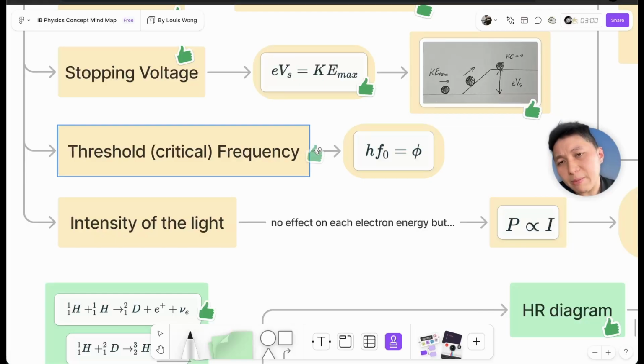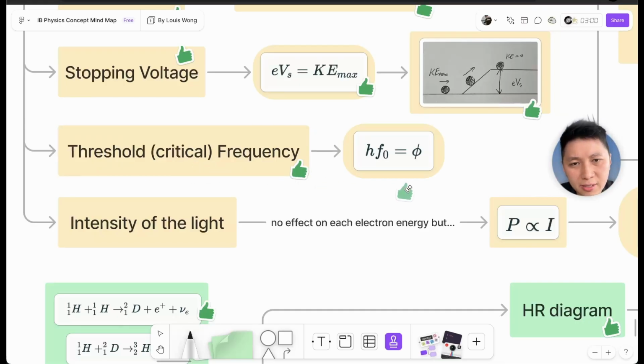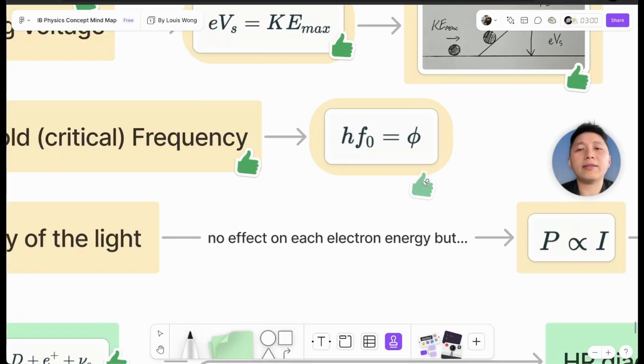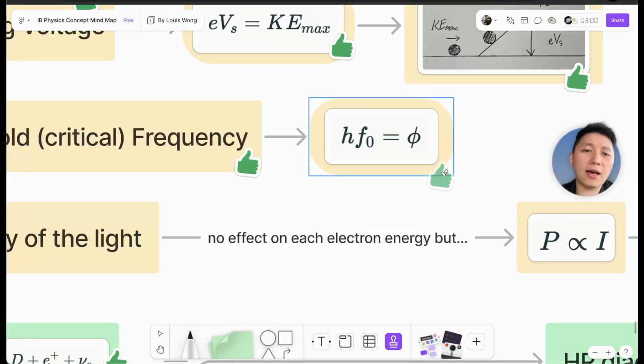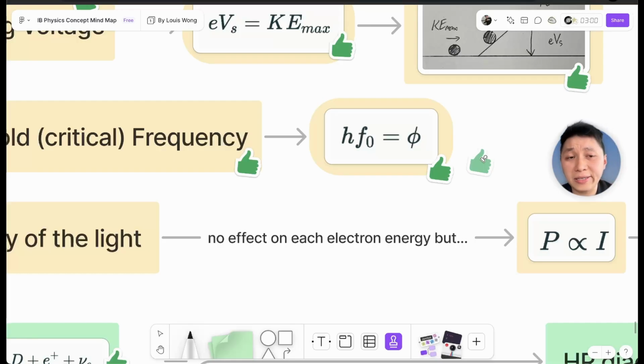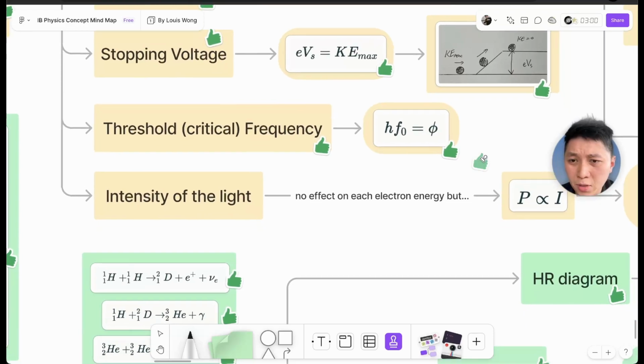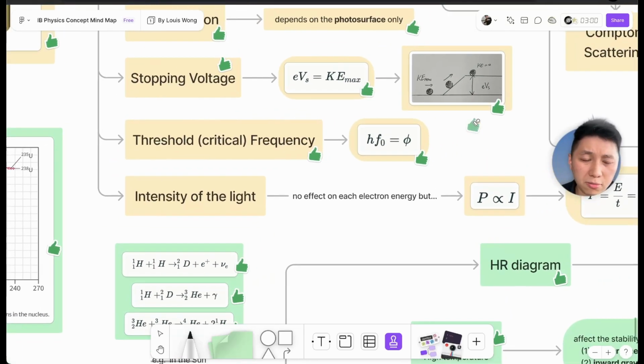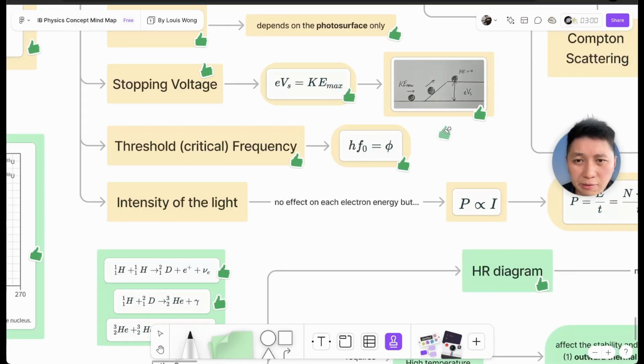Now we talk about the minimum frequency. We also have names called threshold frequency or critical frequency. Again, different textbooks may have different wording, but they are basically referring to the same thing. That is the minimum frequency at which you can liberate electrons. And why is it minimum? Because it just overcomes the work function. So if you want to express an equation, then yeah, this is the way you can say it. Again, these two you don't have in the data booklet, so you have to come up with this idea by yourself.